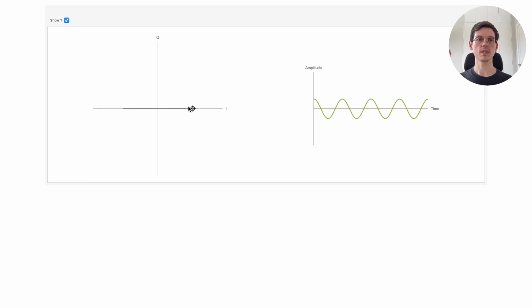For example, say we receive this IQ sample. You can see it makes an angle of 45 degrees with the positive I-axis. It could represent a zero with a phase of 45 degrees, but it could also represent a one with a phase of negative 135 degrees. We have no way of knowing which it is, so we need to use other techniques to find out. We'll cover that in a later video.